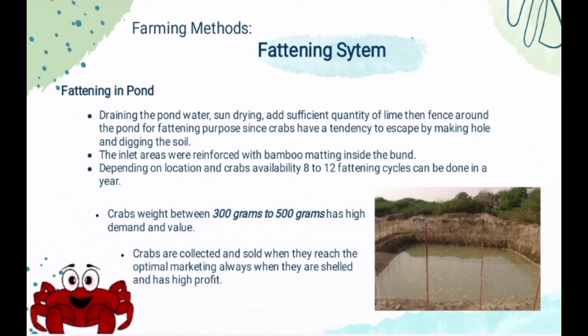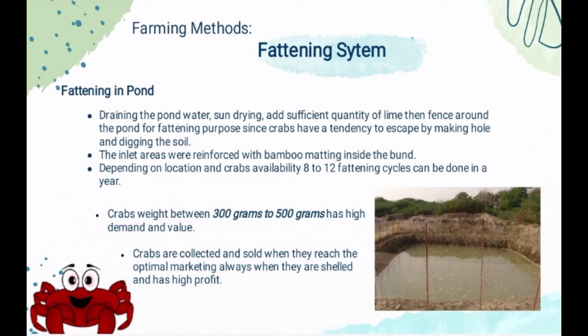Fattening in pond: draining the pond water, sun drying, and applying a sufficient quantity of lime, then putting a fence around the pond for fattening purposes, since crabs have the tendency to escape by making holes and digging the soil. As we all know, may ugali talaga yung mga crab na magdidig sila ng hole para makatakas sila. The inlet area was reinforced with bamboo matting inside the pond.